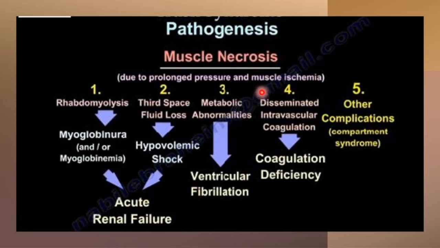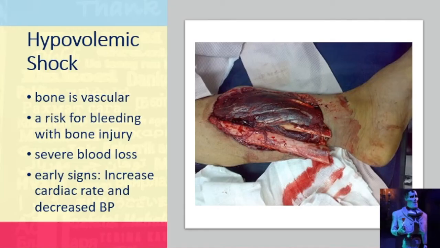Then you have also your disseminated intravascular coagulation, which would lead to bleeding. Okay, and then other complications such as your compartment syndrome. The bottom line, this is caused by compartment syndrome that led to muscle necrosis, hence the multisystemic complications, and it can even result in multi-system organ failure. Now, you have your hypovolemic shock.